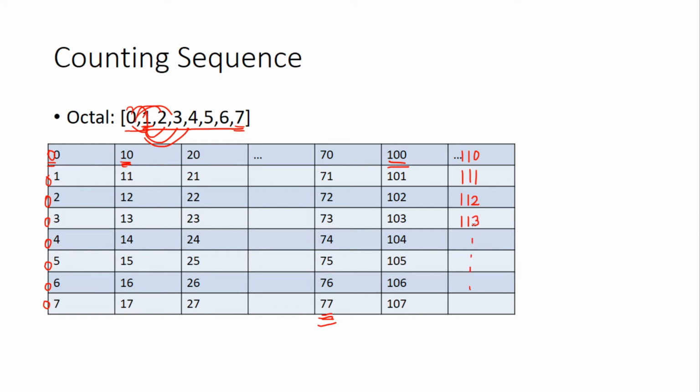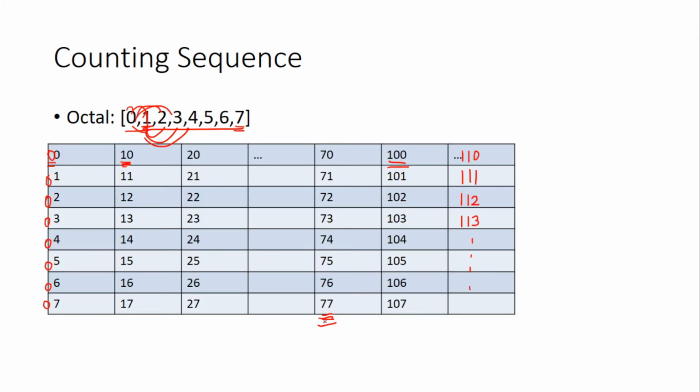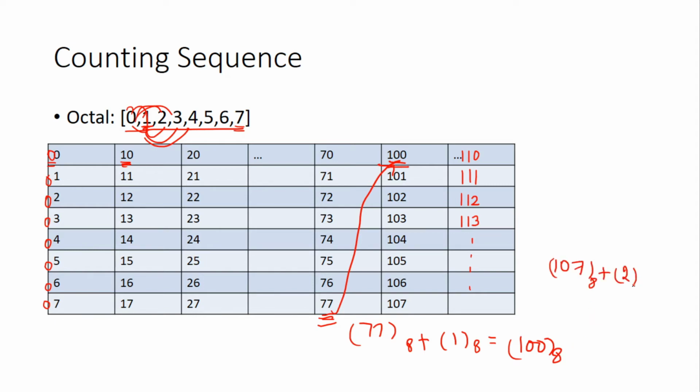So I think you got an idea how we write counting sequences, and it's important to understand this because it gives you an intuition about the arithmetic in these number systems as well. So if we add 77 in octal and then add 1 in octal, it does not give 78. 78 would be in decimal, but it gives us 100 in octal. So 77 plus 1 reaches 100. Similarly, 107 in octal plus say 2 in octal, we'll reach 111 in octal.